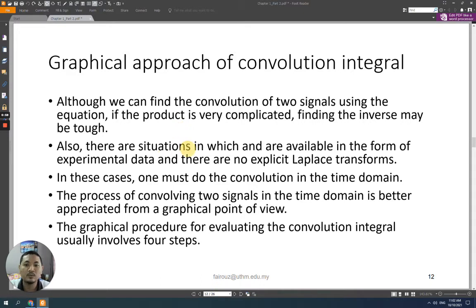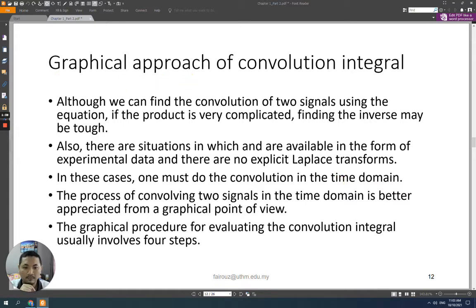There are also situations in which you only have experimental data. You perform experimental work and get the data in terms of signals, and there is no explicit Laplace transform. There's no equation for you to work on the solution. So in this case, we have to use the convolution integral in time domain format, using the graphical approach.